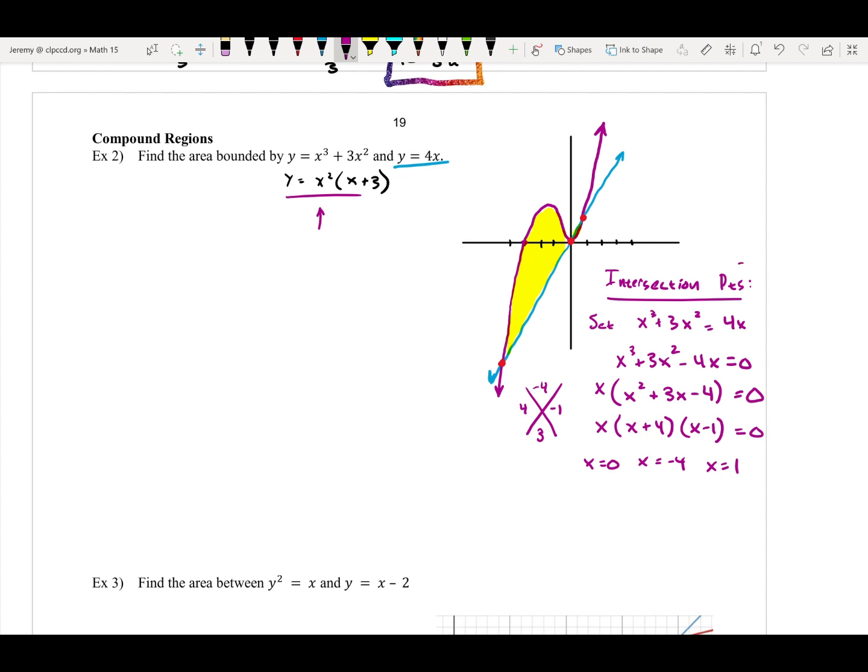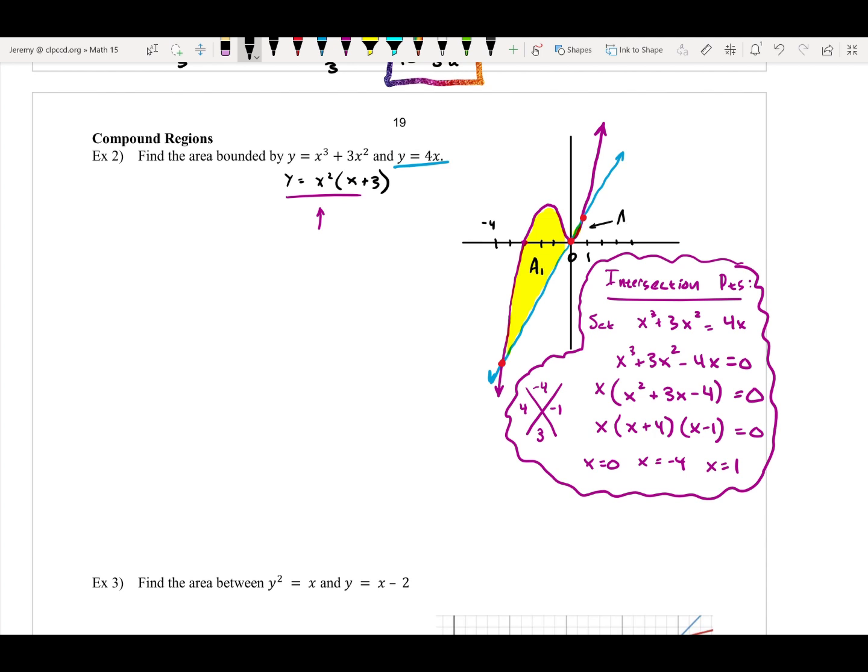So this confirms my suspicion, based on the graph, that we have a compound region here. So we have this region that goes from -4 up to x equals 0, and then from 0 to +1. So I might label each of these. I'll call this area 1, and then that little area in there I'll call area 2.